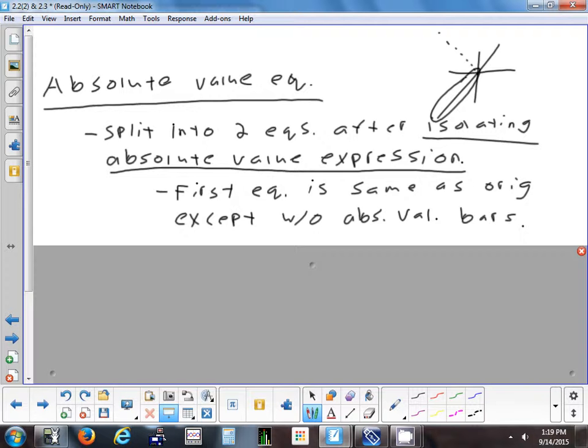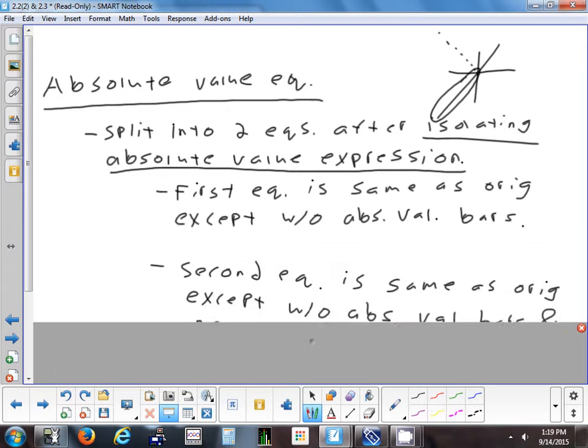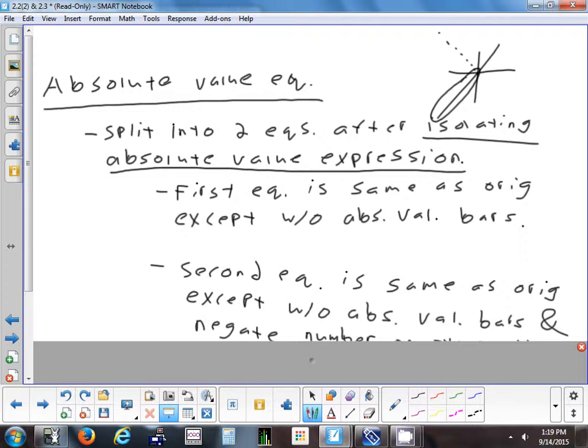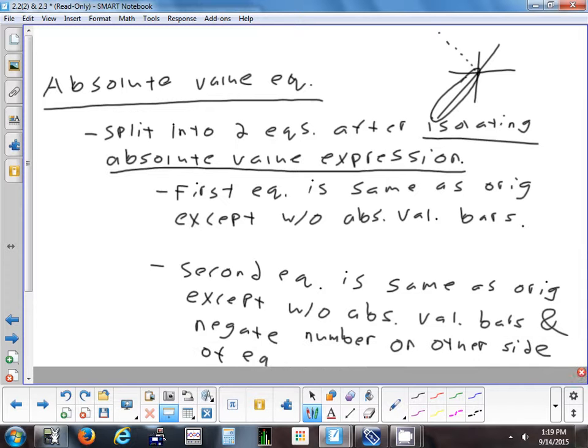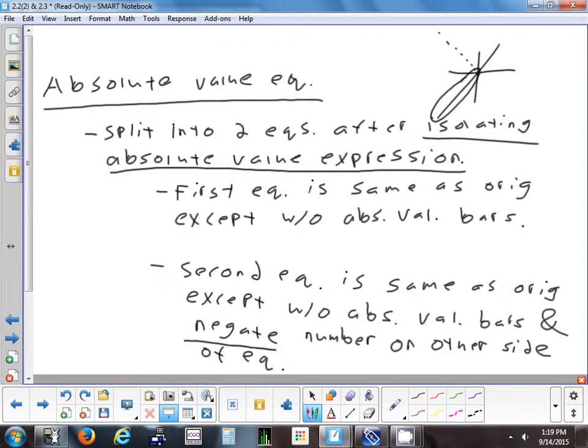Your first equation is going to be exactly the same as the original problem. Just take away the absolute value bars. Literally, just copy the original problem over and erase the absolute values. That'll be your first equation you solve. And then your second one, you're going to take the original problem, copy it down again. You're going to take away the absolute value bars, but you're going to do one other thing. Change the sign of the number that's by itself on the other side. That's what negate means. Change the sign of.